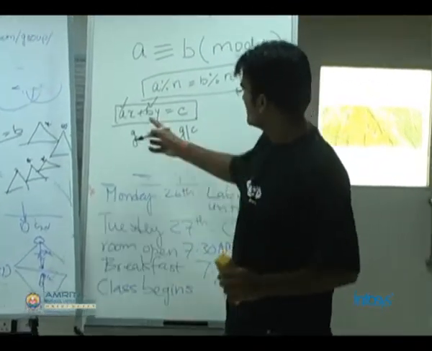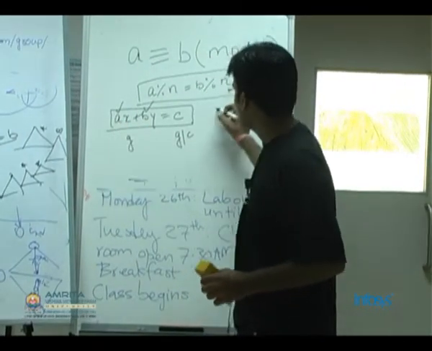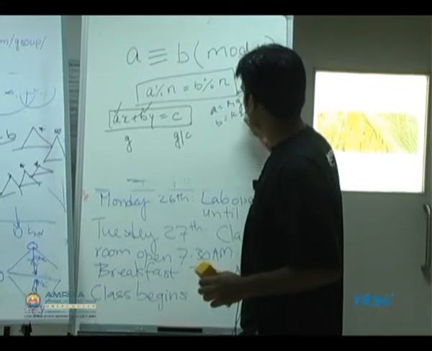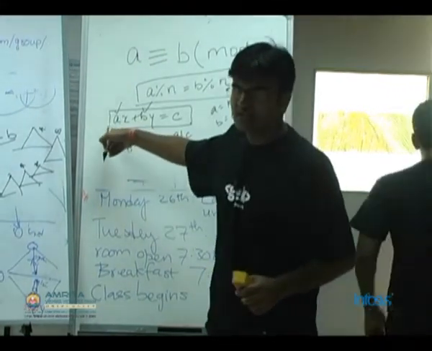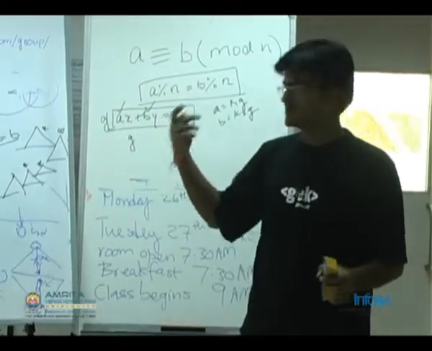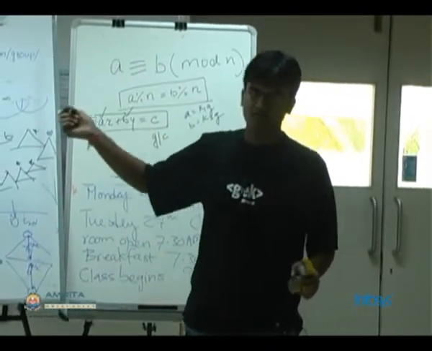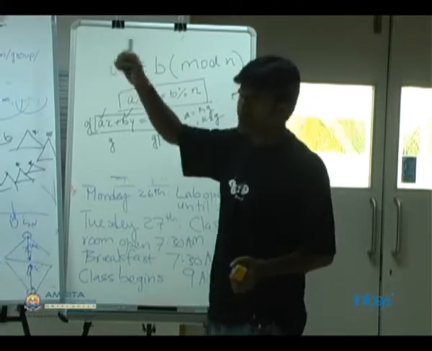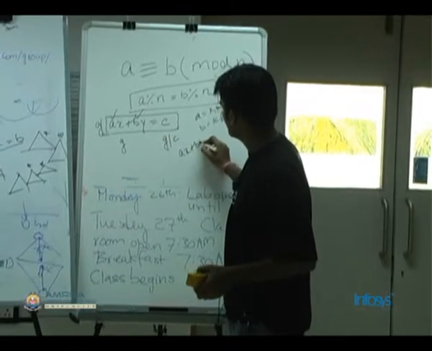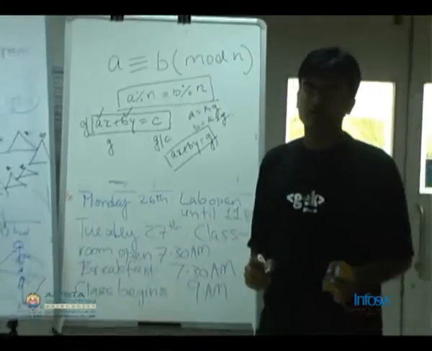The reason being that if GCD of A and B is G, we can write A as some K1 times G, B as K2 times G. We can take G out common from here. So if it divides LHS, it should also divide RHS. So that way, G should be a divisor of C. This part you get, right? So during Euclid's, what we are actually doing is we're trying to solve Ax plus By is equal to G. The method that we follow.